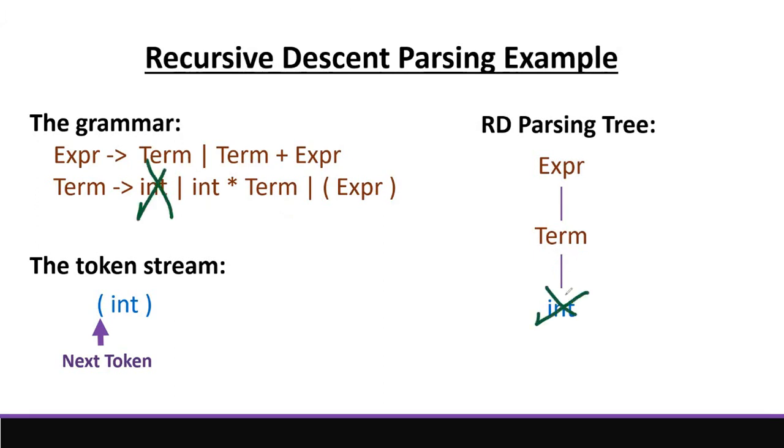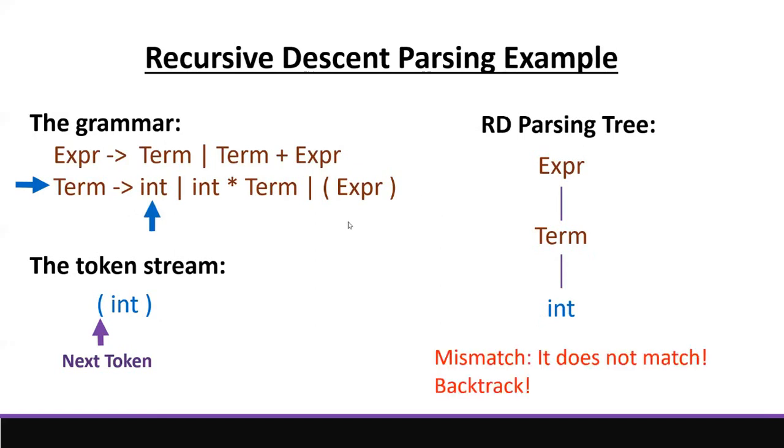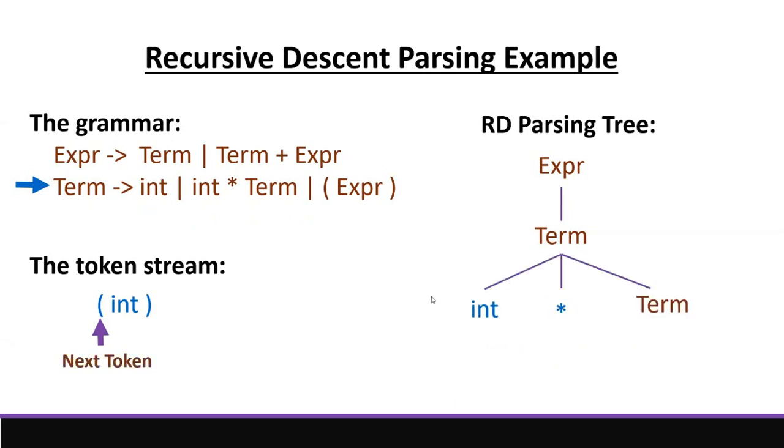So we do the recursive call and it fails, so you go back to term. You try term integer, but it fails, it doesn't match. So you go back to term and try the second possible term, and it still fails because we see a parenthesis, we don't see an integer. So we go back and then try the next one.